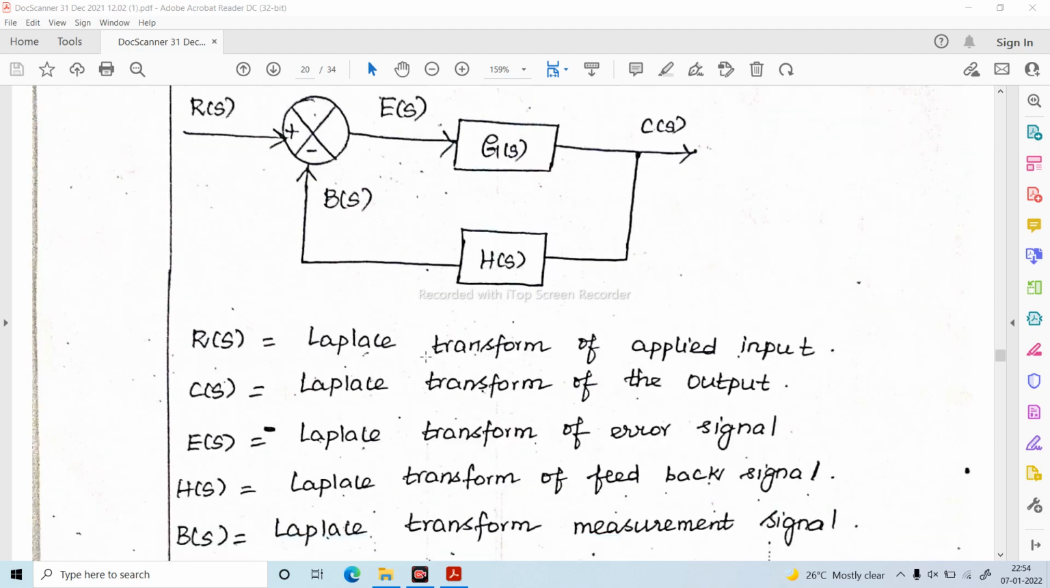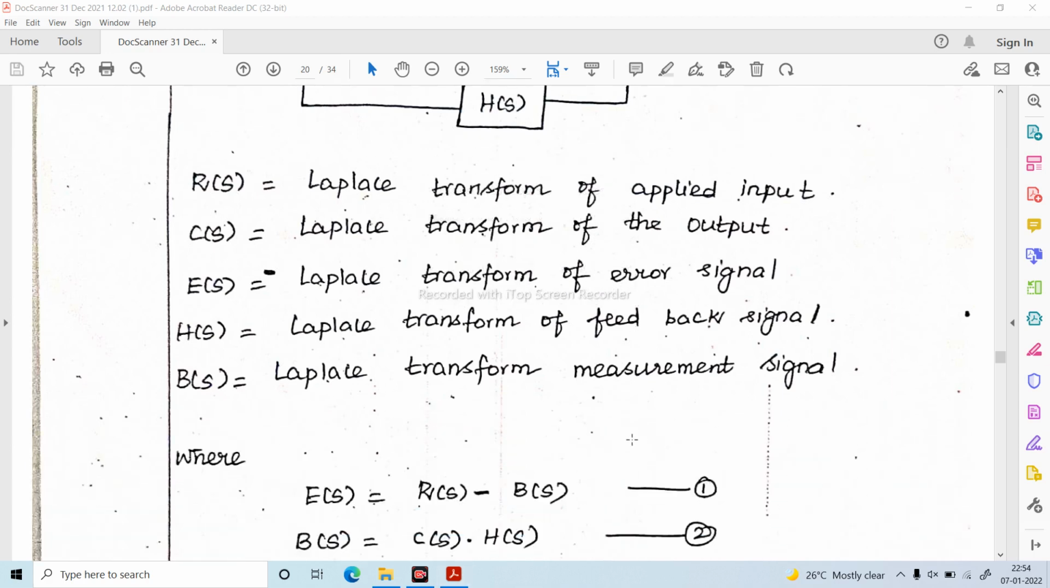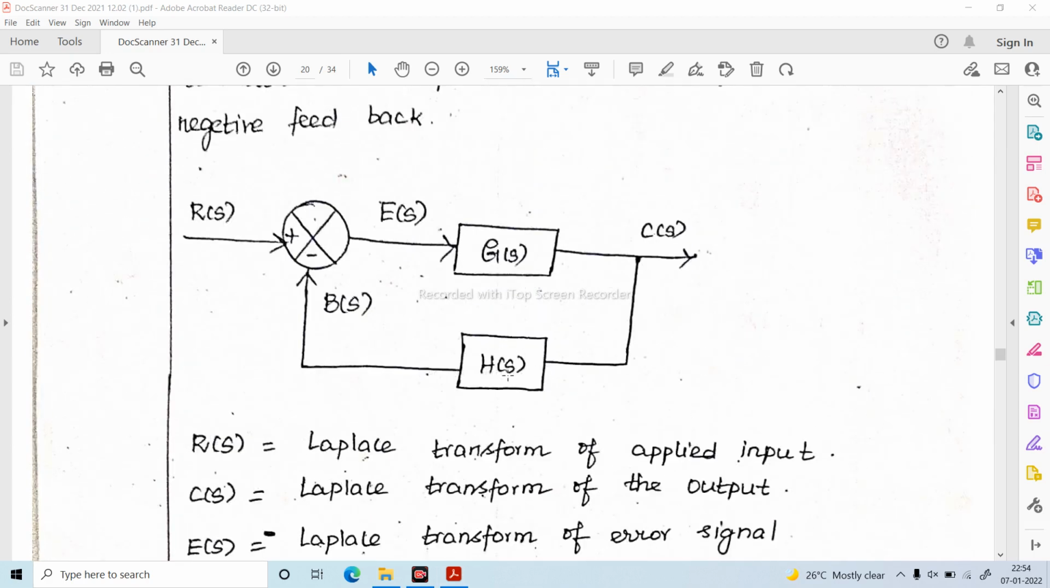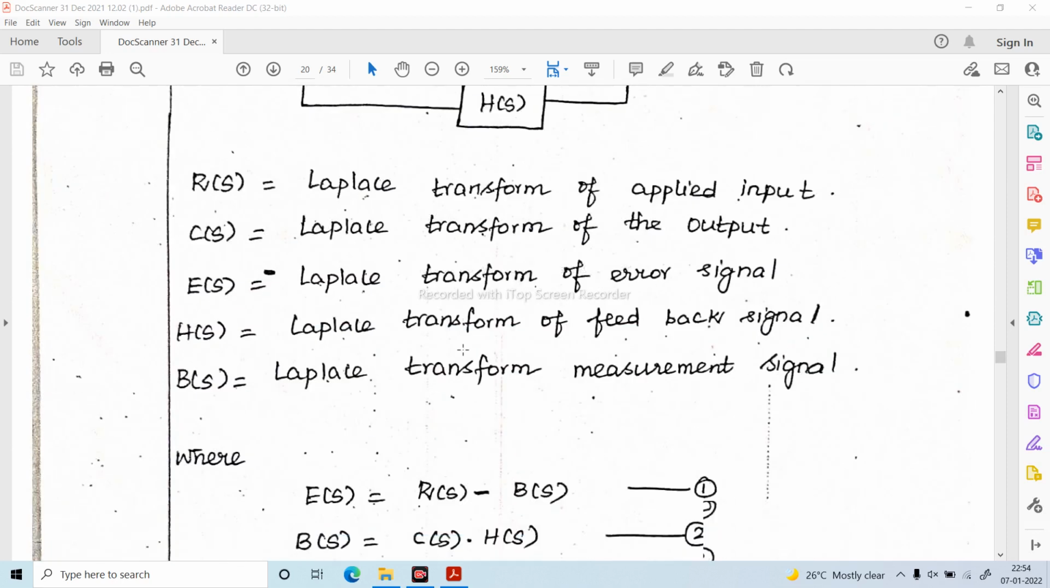R of S is the Laplace transformation of the applied input. C of S is the Laplace transformation of the output. E of S is the Laplace transformation of the error signal. H of S is the Laplace transformation of the feedback signal. B of S is the Laplace transformation of the measurement signal. So how to write E of S from this equation? R of S minus B of S is equal to E of S.